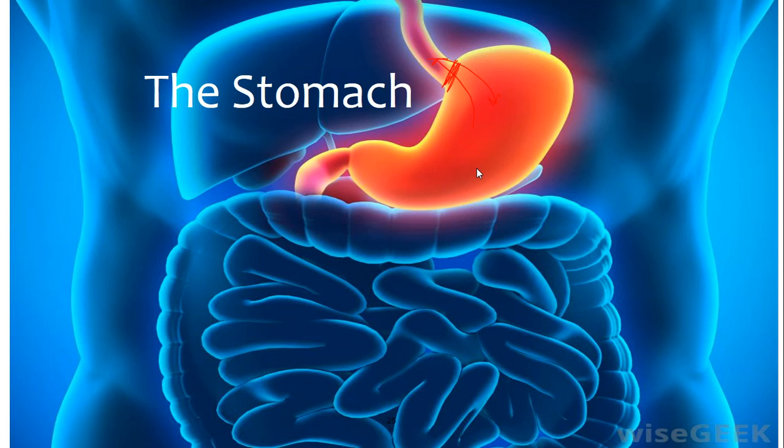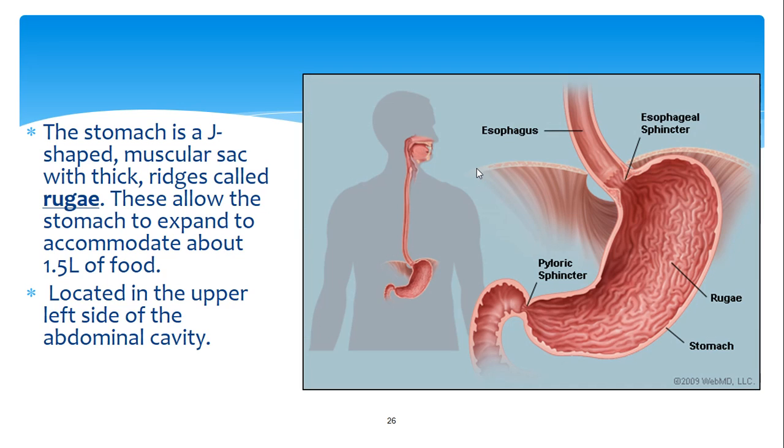Okay, so what we're going to talk about today is what happens after food passes through that esophageal sphincter. We're going to look at what happens in the stomach today. So the stomach is a J-shaped muscular sac. And again, a lot of people think that the stomach is in the belly area, right? They say, oh, I have a stomach ache, and it's in your belly. No, your intestines are down there.